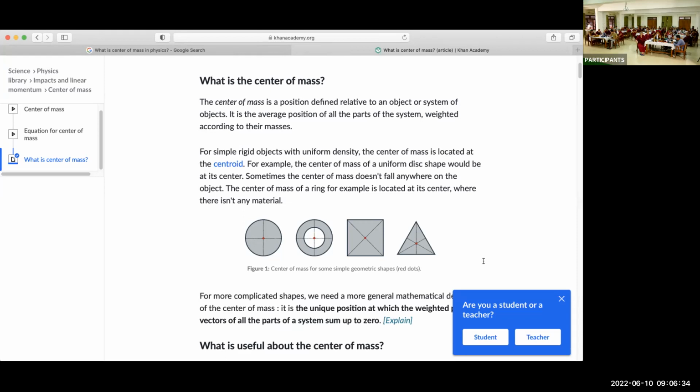So when we talk about receptors, for instance, we talk about lock and key.